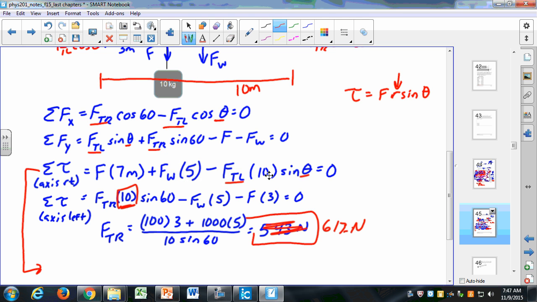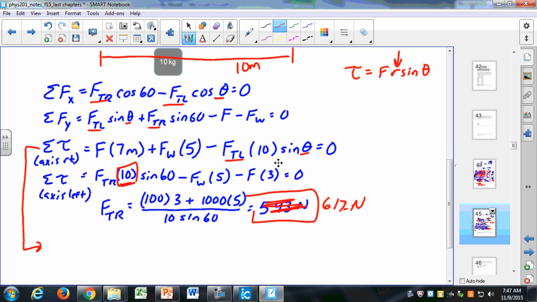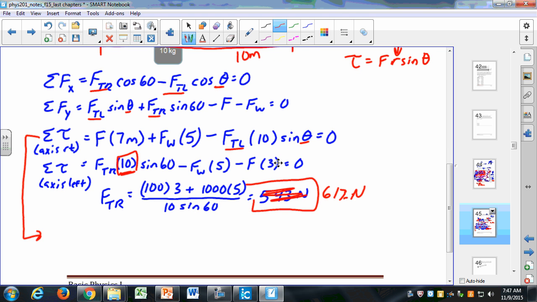You should always use degrees. All right. It looks like I had a mistake here. Let me fix it right quick. All right. So now I'm going to solve this other equation for FTL. Again, you might do this slightly differently, but if I solve this for FTL, I get FTL is equal to 570 over sine theta.